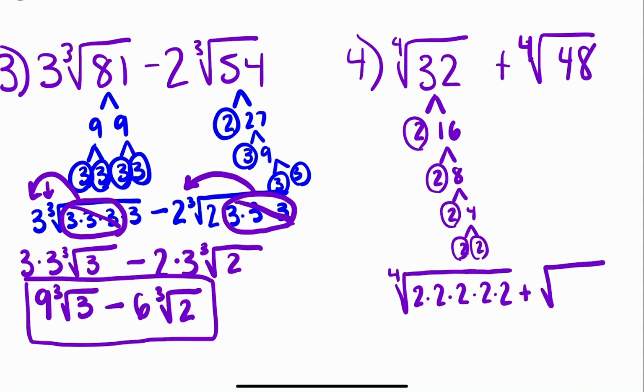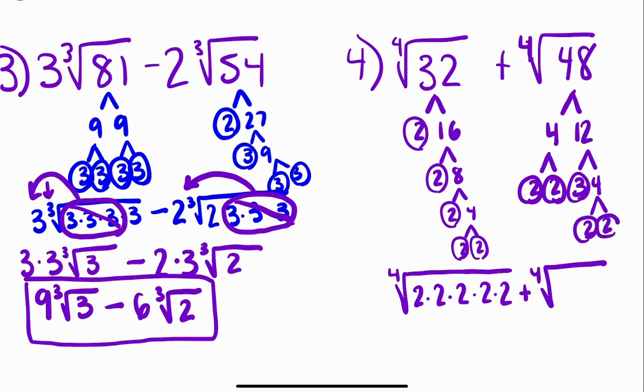plus the 4th root of, factor this down. I think of 4 and 12. 2 and 2, 3 and 4, 2 and 2. And let's see, I probably can't fit all these under there. Maybe, oh, I did, cool.